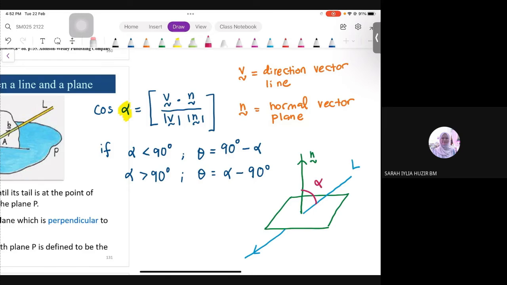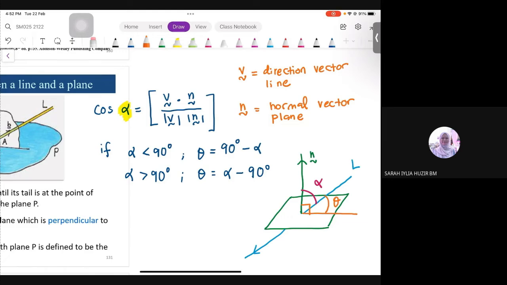But our main outcome is to find the angle between the line and the plane. So basically, below the line, between the line and the plane, is the location for our theta. Because the normal vector is at 90 degrees, this would be a right angle. So to find theta, we have to perform 90 minus alpha. That's how we find theta. If our alpha is more than 90 degrees, it means the line is below the plane.